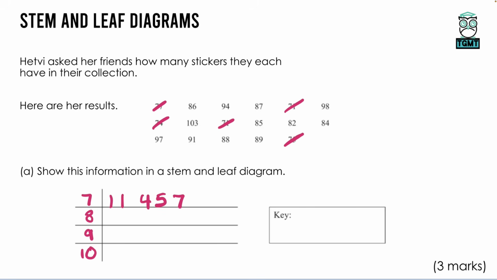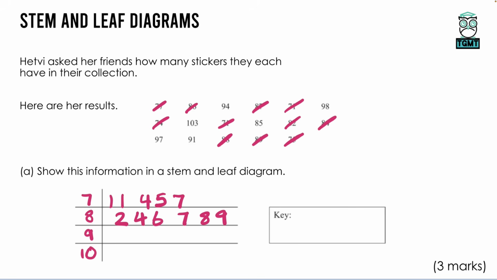I'll do the same with the 80s. Try and spot the smallest one first. You might spot a smaller one than me, but 82. We've got an 86. We've got an 87. An 88, an 89, and there was an 84 as well, and I've left enough gap to fit that in.